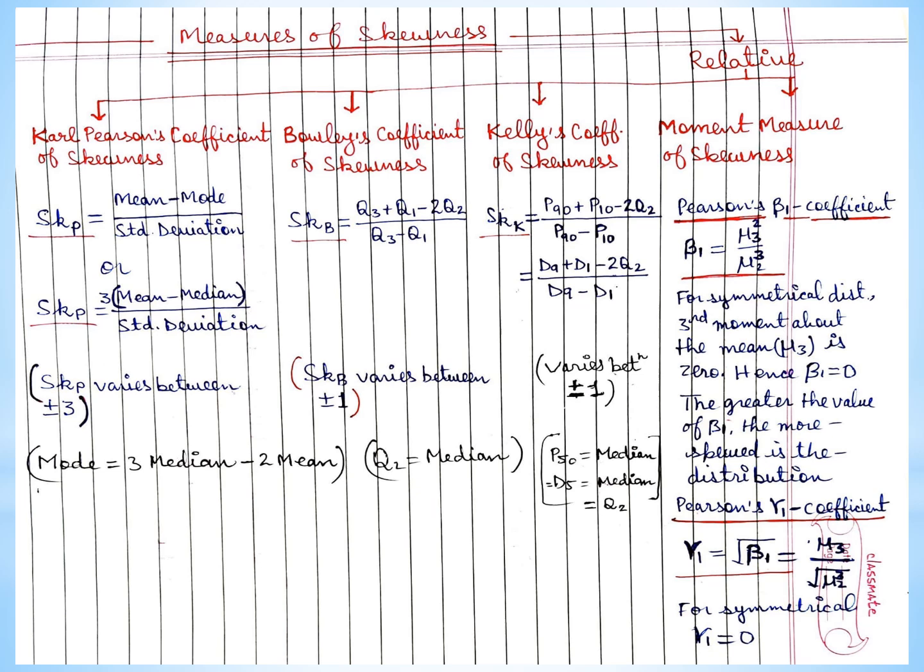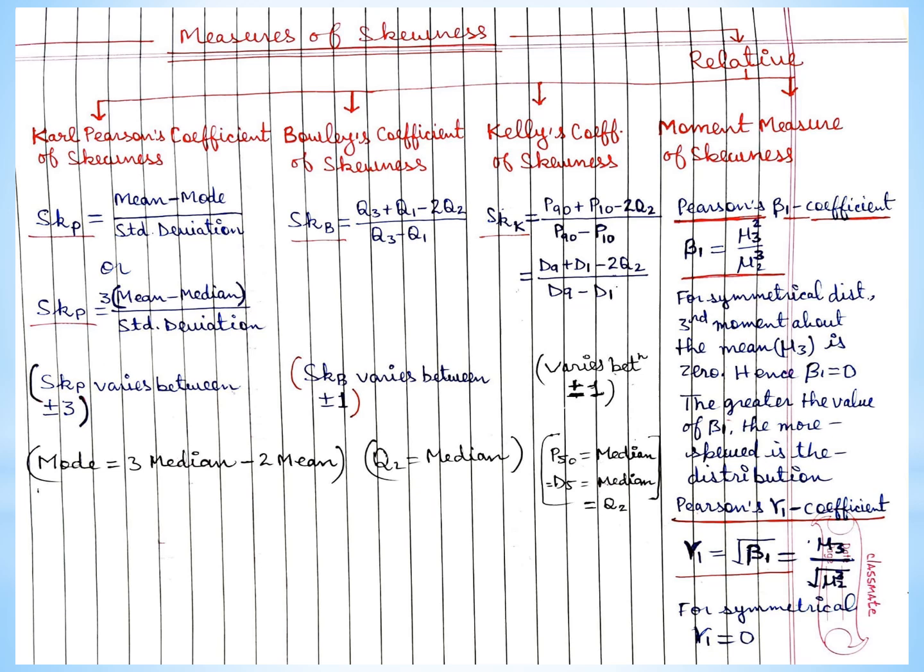So, in Cayley's coefficient of skewness, always remember that the 50th percentile is equal to the median. The fifth decile is equal to the median. Right? Median, and median is equal to the second quartile. So always remember that median is equal to the second quartile, median is equal to the fifth decile, median is equal to the 50th percentile.